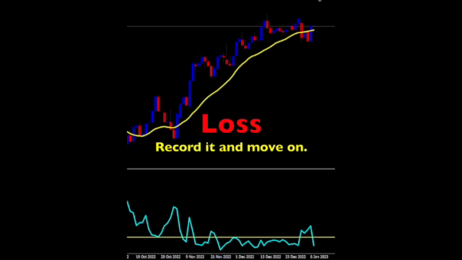Well, that was a quick loss, and now we have a fresh long signal. So we look down to check the volatility indicator, and it's below the threshold level, so no trade. Keep watching.